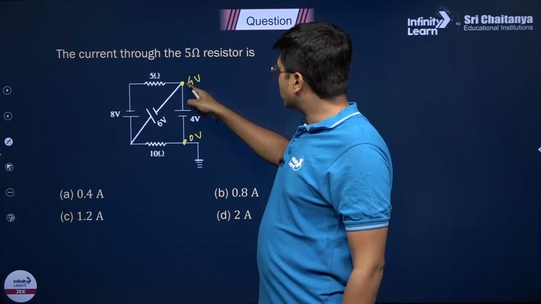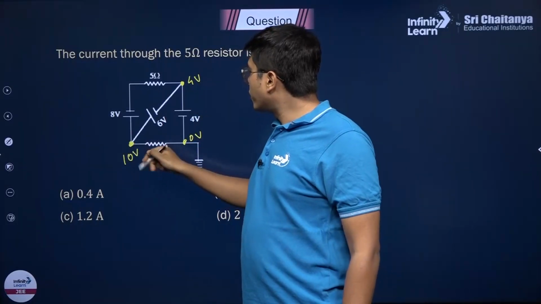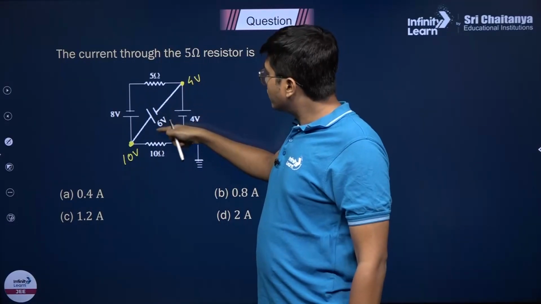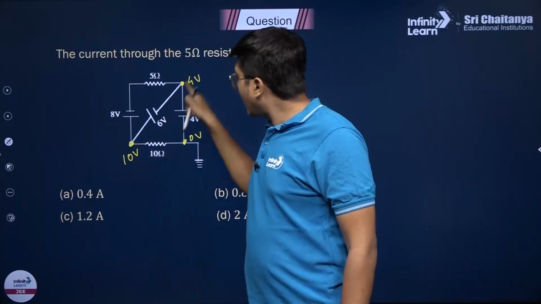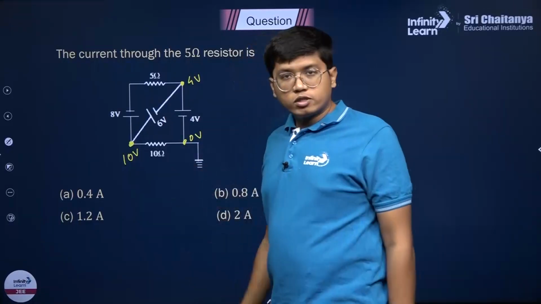Now if this is 4 volts, this over here has to be 10 volts. How do I know that? Because the negative potential of this cell is at 4 volts, and I know there should be a potential difference of 6 volts between this point and this point. So this has to be 4 plus 6, 10 volts. So over here I've got 10 volts.